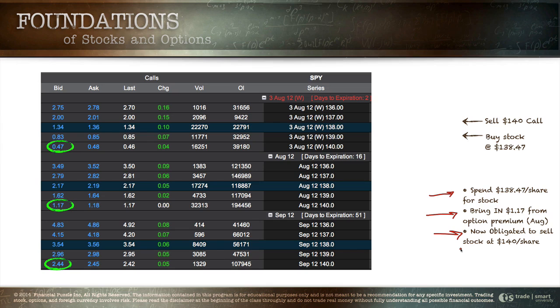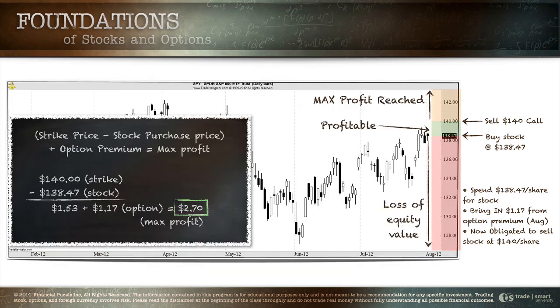Now let's do some additional math. Remember, you bought the stock at $138.47. You sold the 140 call for a premium of $1.17. You're now obligated to sell at 140. Strike price minus stock price plus option premium equals max profit. Here's the formula. 140, there's your strike price, minus the stock price of 138.47, gives you $1.53, plus our $1.17 option premium is a $2.70 per share maximum profit.